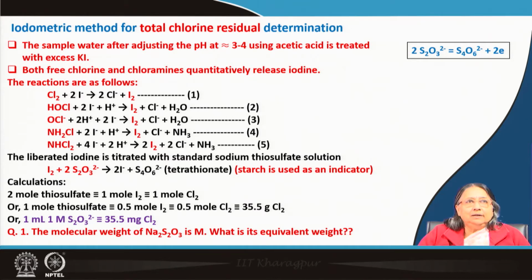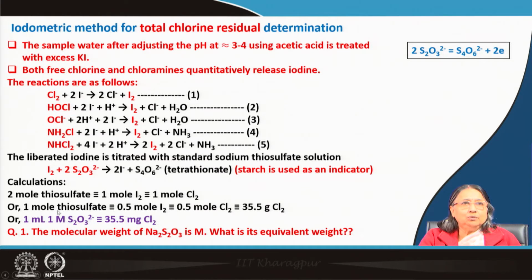So, in the calculation we can see here that 2 moles of thiosulphate are equivalent to 1 mole of iodine. You can see the balanced equation. 1 mole of iodine is equivalent to 1 mole of chlorine. Here you see 1 mole of iodine is coming from 1 mole of chlorine. This is the beginning of the calculation. After that we can write that 1 mole of thiosulphate is equivalent to 0.5 mole of iodine, 0.5 mole of chlorine.